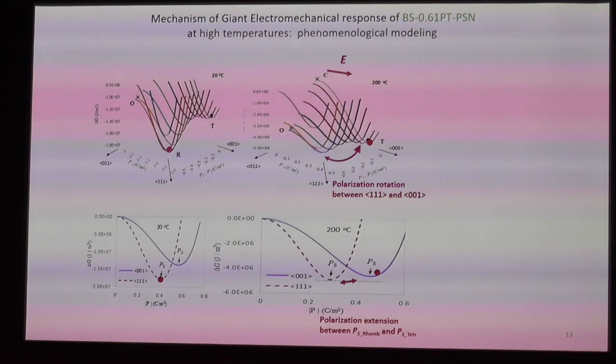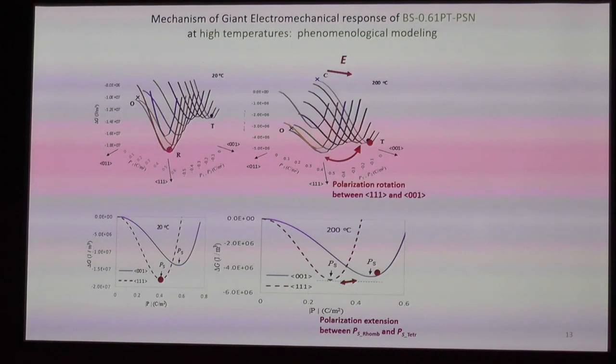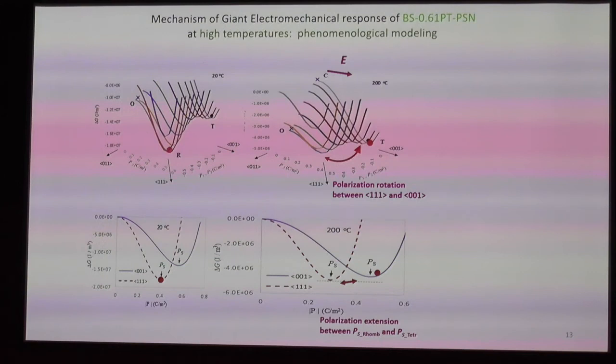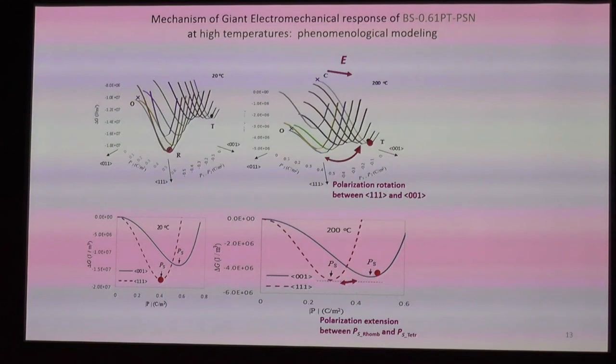And this phase transition is associated not only with the change of angle of spontaneous polarization. When we have a change of angle, we have associated strain. This is known as field-induced rotation of spontaneous polarization. But also, we have field-induced extension of spontaneous polarization, because the spontaneous polarization in the tetragonal phase is much larger, and the associated strain gives rise to a very large piezoelectric effect.